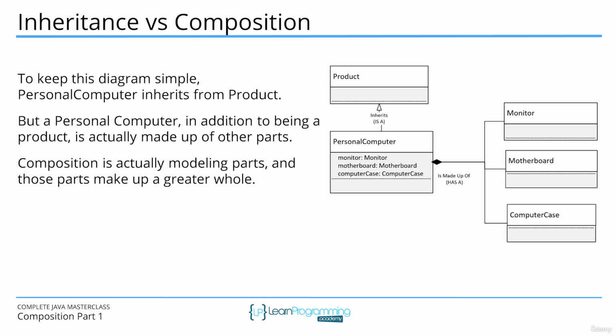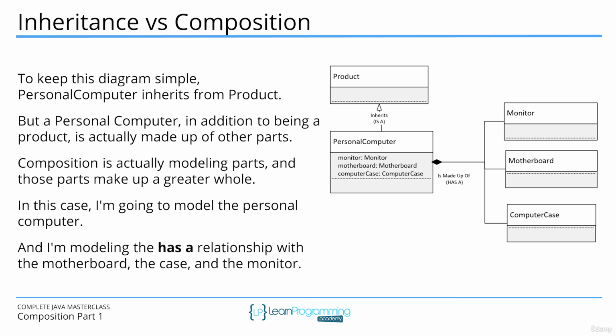So that's what composition is. It's actually modelling parts, and those parts make up a greater whole. In this case, I'm going to model the personal computer. And I'm modelling the has-a relationship with the motherboard, the case, and the monitor. I've already created the parts, but I didn't really make them different from each other. I'll look at another diagram that shows these classes with some states and behaviours specific to their product type.